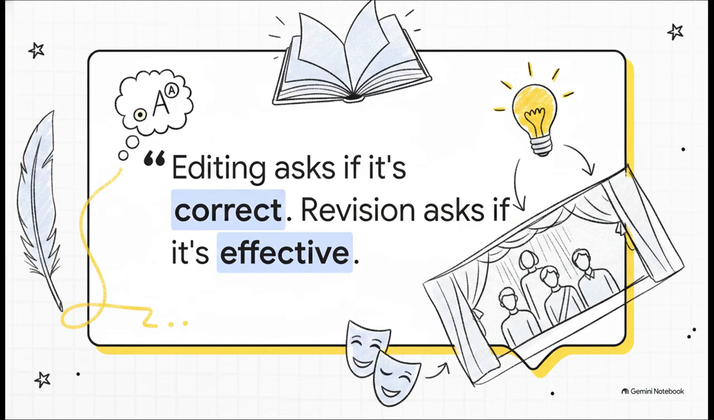While editing fixes your commas and capitalization, revision, well, that's where you might completely change the ending of your play. It's where you deepen your character's emotions, add urgency to a scene, and make absolutely sure the audience actually feels something. Look, professional writers rarely publish their first draft. They revise to make the story unforgettable.